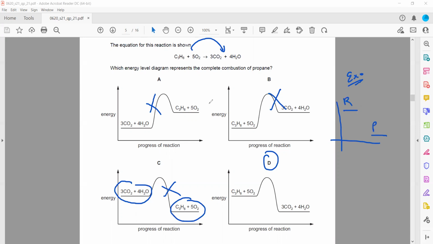So why are A and B wrong? Because they are given for an endothermic reaction. Then why is C wrong? Because for C, they write the product first and then they write the reactant. But it should be reactant first and then they form the product.